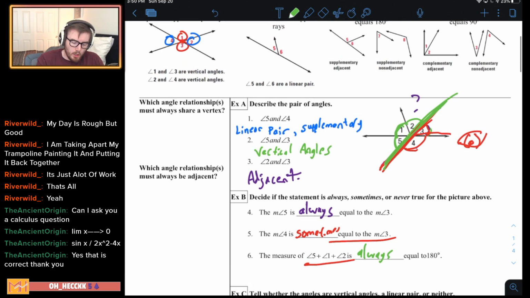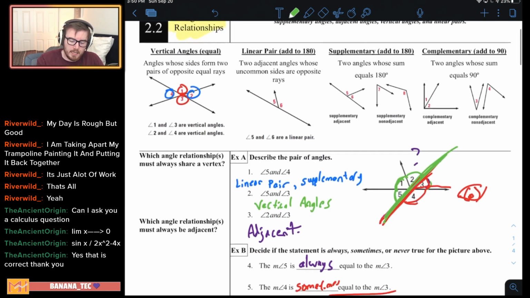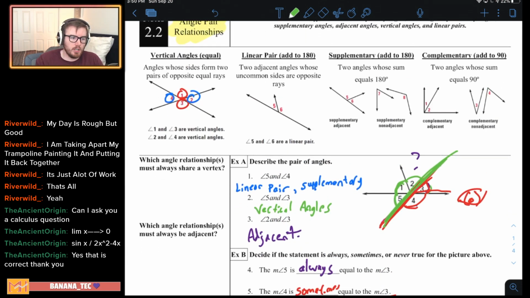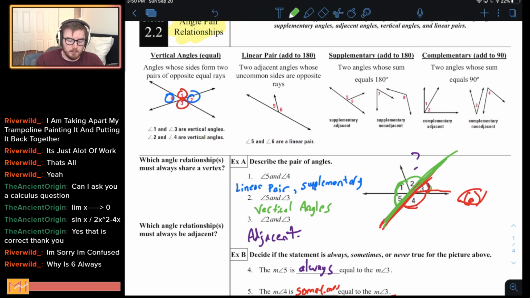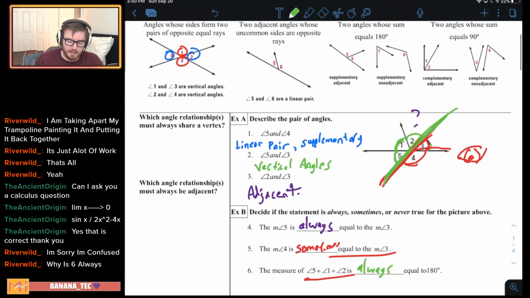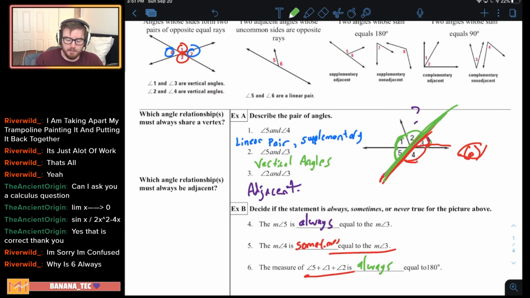Over here, which angle relationships must always share a vertex? Looking here, which ones must share a vertex? Another way of asking that question is which ones are touching, basically. If they aren't touching, then there's no way that they're sharing a vertex.